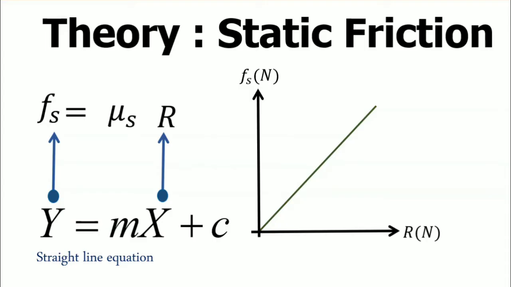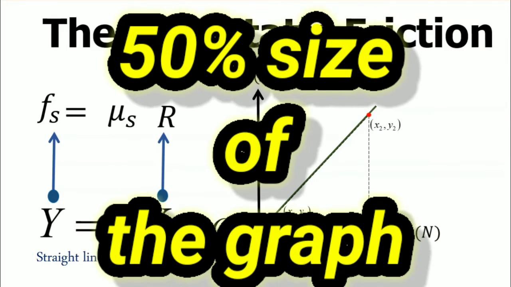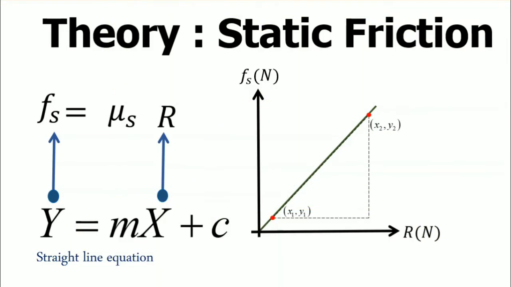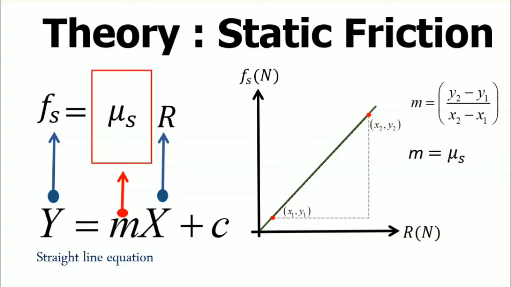Coming back to the straight line equation, the gradient of the graph will be equal to μs. Choose 2 points on the line and draw a right angle triangle connecting the 2 points. Make sure the size of the triangle is at least 50% of the size of the graph. The gradient of the line can be calculated using the equation m equals y2 minus y1 over x2 minus x1. And the value you get from the calculation will be equal to μs.